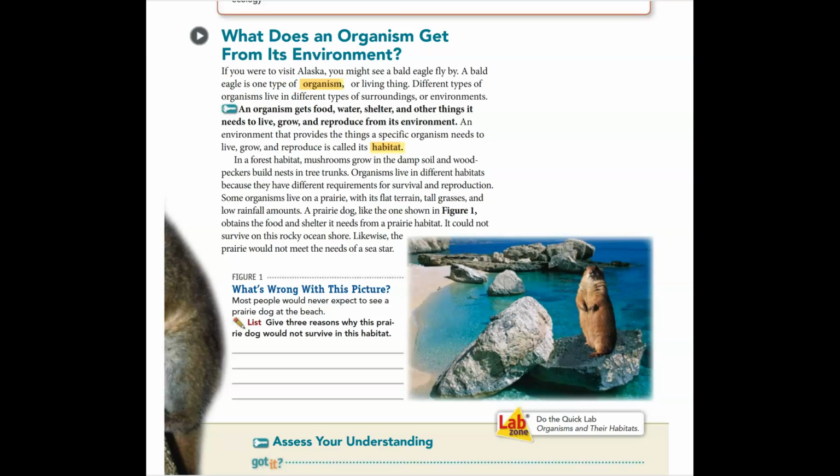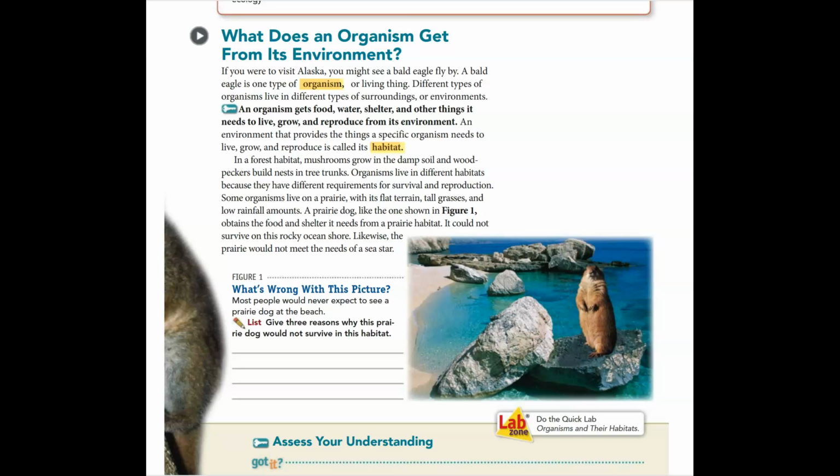In a forest habitat, mushrooms grow in the damp soil and woodpeckers build nests in tree trunks. Organisms live in different habitats because they have different requirements for survival and reproduction. Some organisms live on a prairie with its flat terrain, tall grasses, and low rainfall amounts. A prairie dog, like the one shown in Figure 1, obtains the food and shelter it needs from a prairie habitat. It could not survive on this rocky ocean shore. Likewise, the prairie would not meet the needs of a sea star.